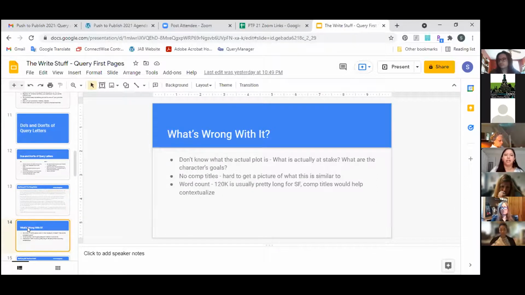And as I mentioned, this query also did not have comp titles. That made it difficult to get a picture of what this is similar to, so I could have expectations. With the word count, 120,000 is usually pretty long for science fiction. So comp titles will help contextualize. For example, the Expanse series by S.A. Corey is pretty long because he does a lot of world building. If this guy had used the Expanse as a comp title, and then I got to the word count, I'd be like, oh, okay, I know the Expanse is pretty long. So if this guy is doing something in that vein, that means he has some really interesting world building happening. So I will not knock that.